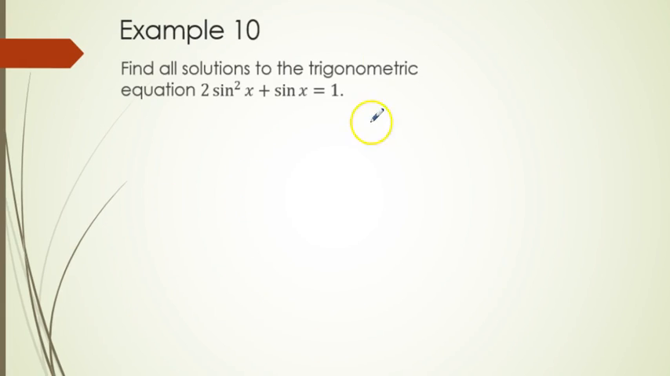Here's another example, and notice that this time it doesn't say find the solutions within a certain interval, it says find all of the solutions to this equation. So we'll talk about that once we get down to the actual angles that we're identifying. First thing I'm going to do here is subtract the 1 over to the other side and write this as 2 sine squared of x plus sine of x minus 1.